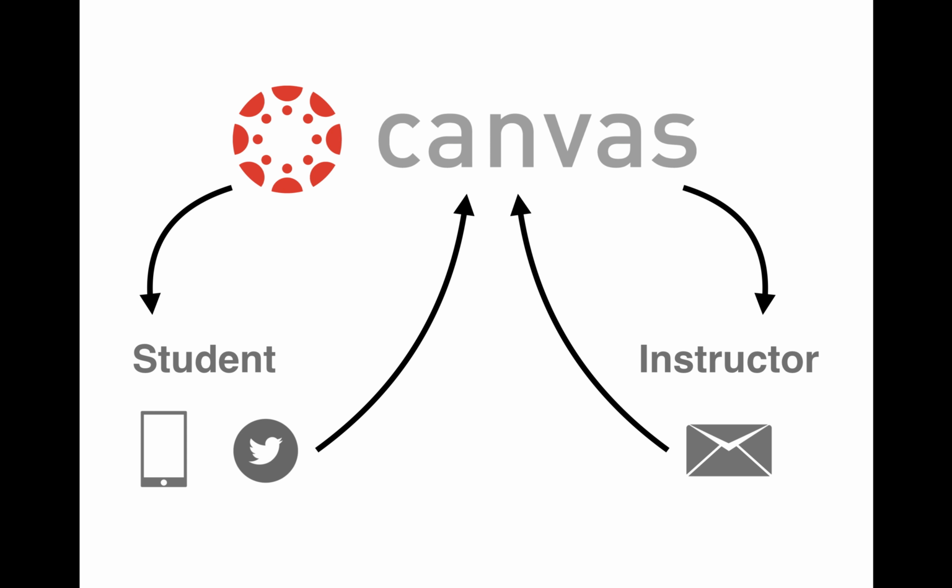So if all you want to do is send stuff and receive stuff through email, you can do that. If you prefer to send and receive things via Twitter, you can do that. If you prefer to handle everything through the Canvas app and its push notifications, you can do that. And if you want to simply handle it all through text messages, then you can do that as well. And that really is one of the things that makes Canvas so powerful.